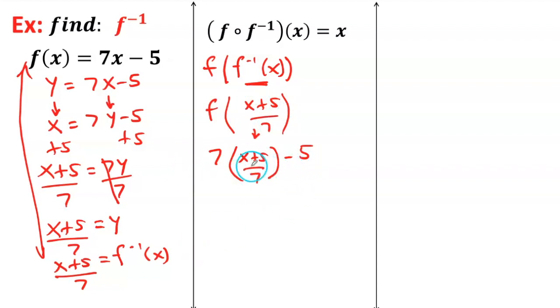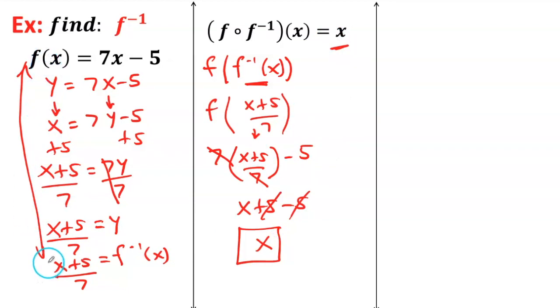And now I solve algebraically. You see that this 7 is multiplied in this parenthesis, so technically this 7 and this 7 can cancel out. And I'll have x plus 5 left, minus 5, and then 5 minus 5, and my final answer is x, which is what I want. Therefore, I'm proving that those two are inverse to each other.